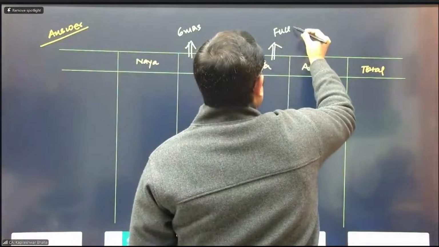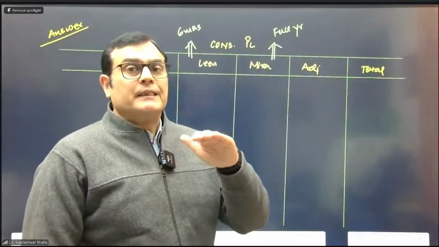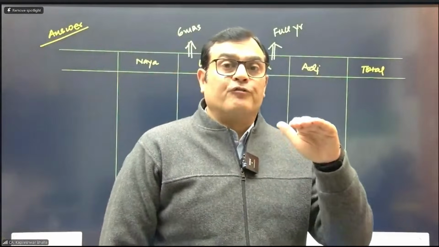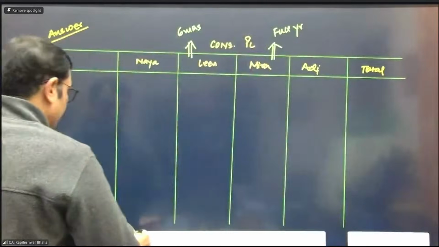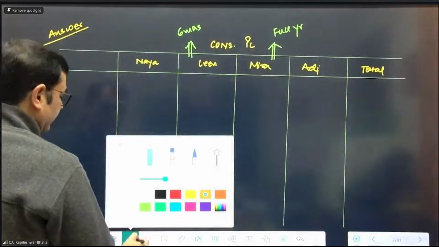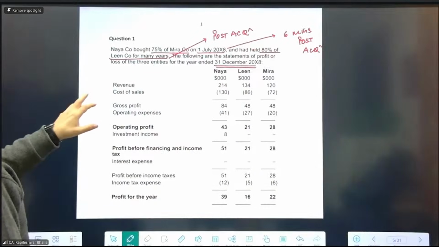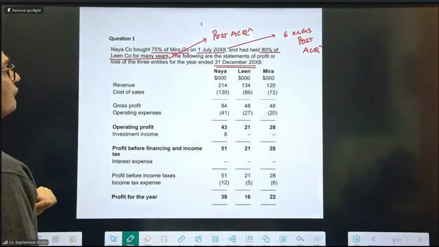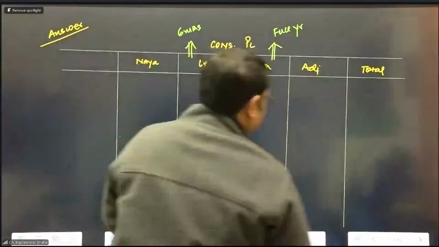And as far as Mira is concerned, we will do the consolidation for the full year. So you'll take 6 months figures for the first subsidiary and 12 months for the second. So let's begin with the data. We're going to go one by one. Let's take the revenue. It is 214, 134, and 120.